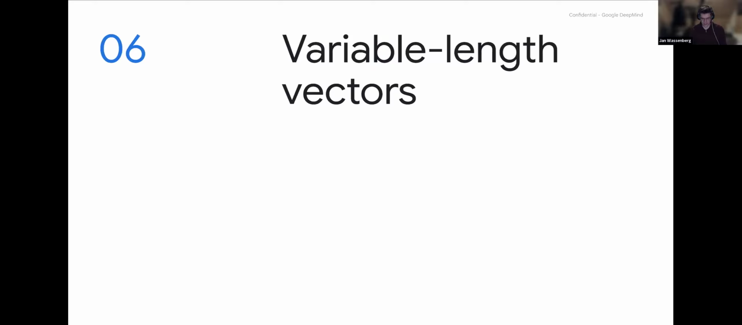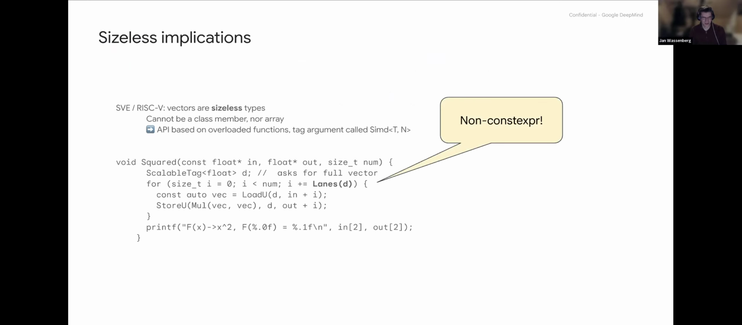Good. So that's the topic of the loop remainders, which is quite a pain. Now we come to variable length vectors, which is actually one of the cornerstones of why Highway is designed as it is. So what does this mean? First of all, what is even a variable length vector? Why do we do that?